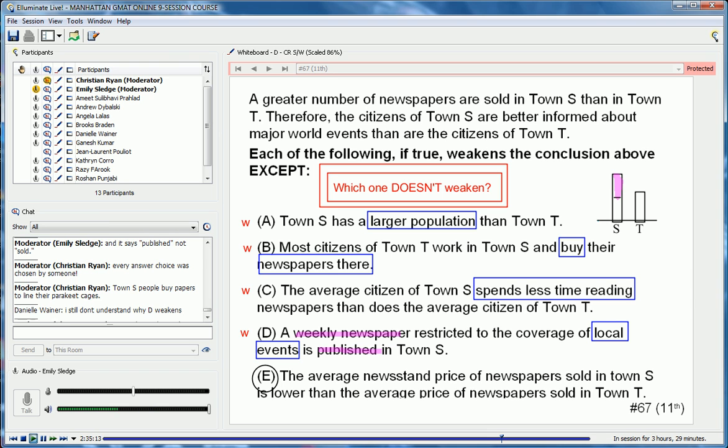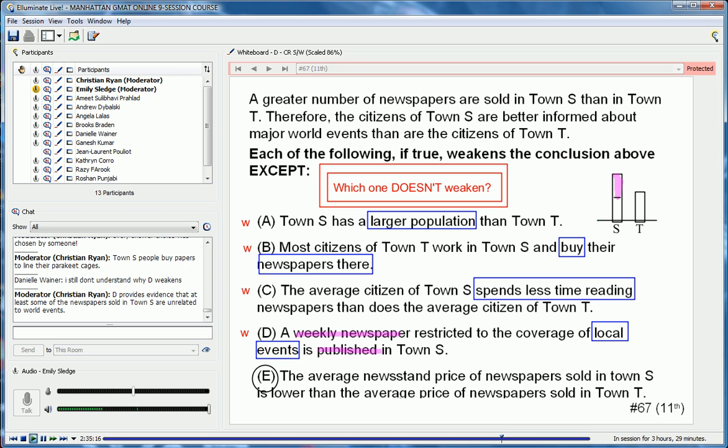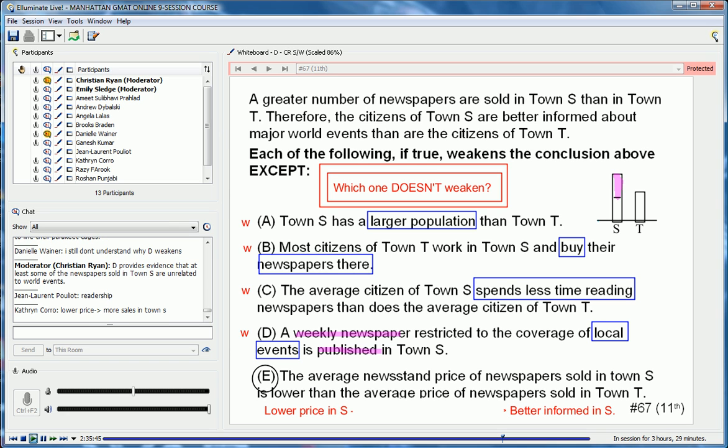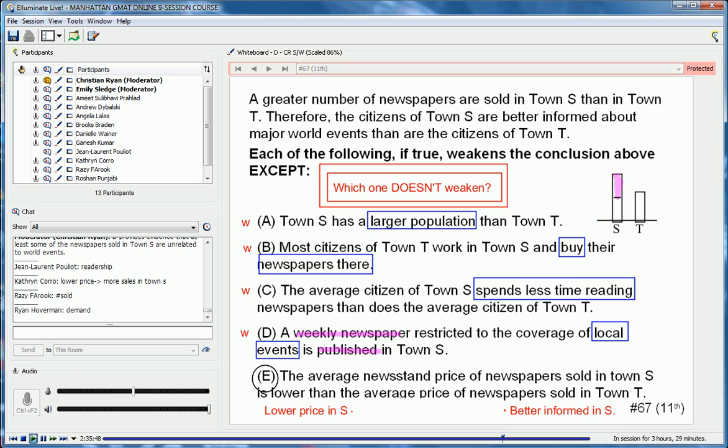Now, Ryan is absolutely right. The newsstand price has actually no relation to the conclusion, which is that people are better informed in S. Sometimes people will see a connection between these two because it is plausible that lower price in S affects what? Go ahead and just type it in. Yeah, the old price-demand relationship.